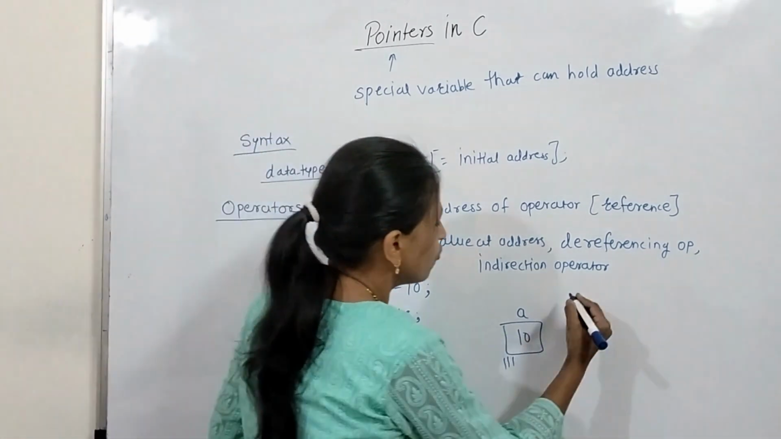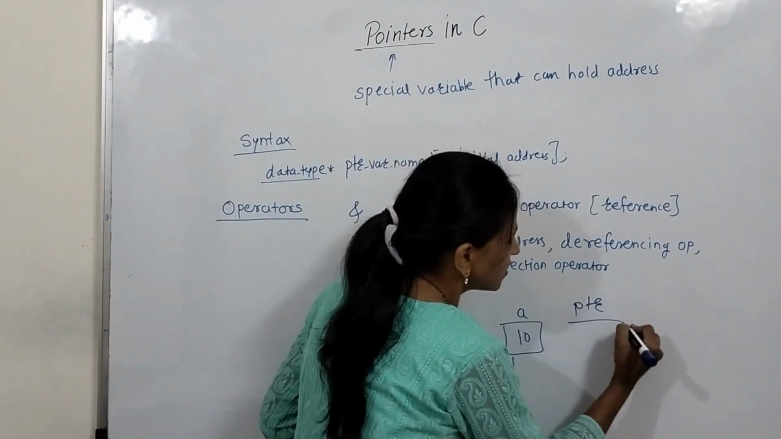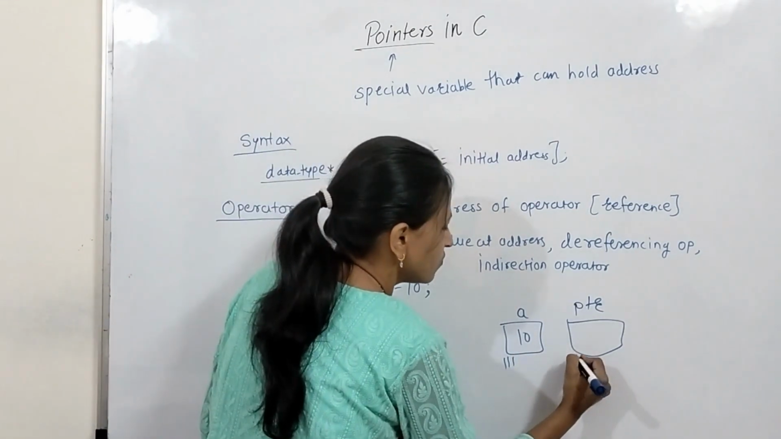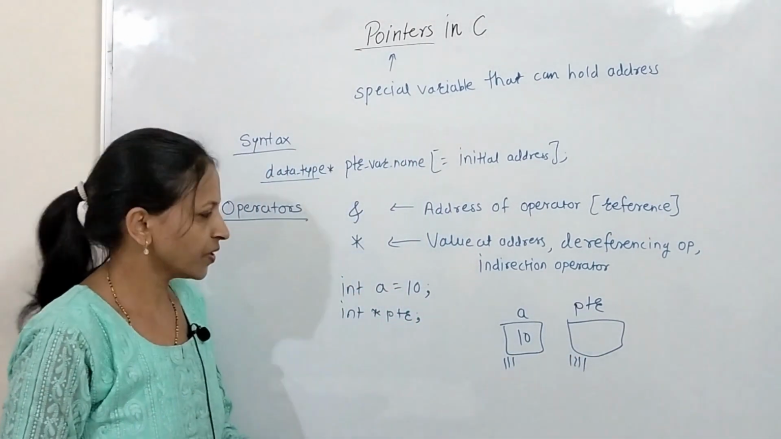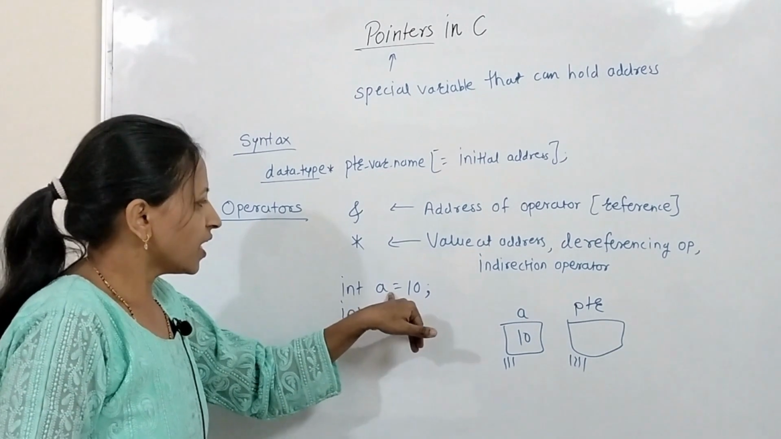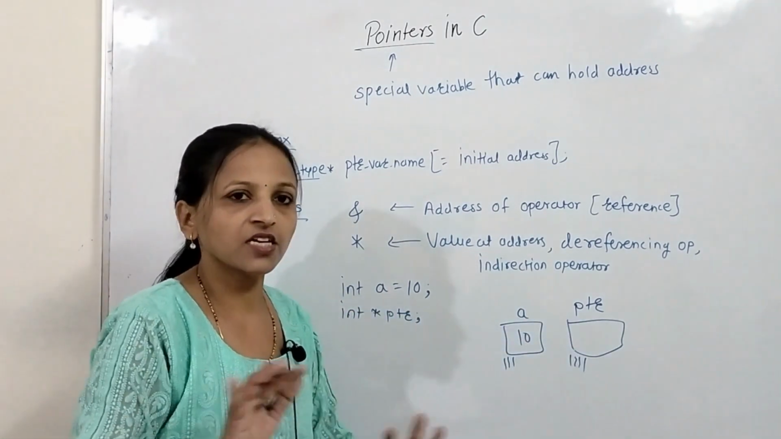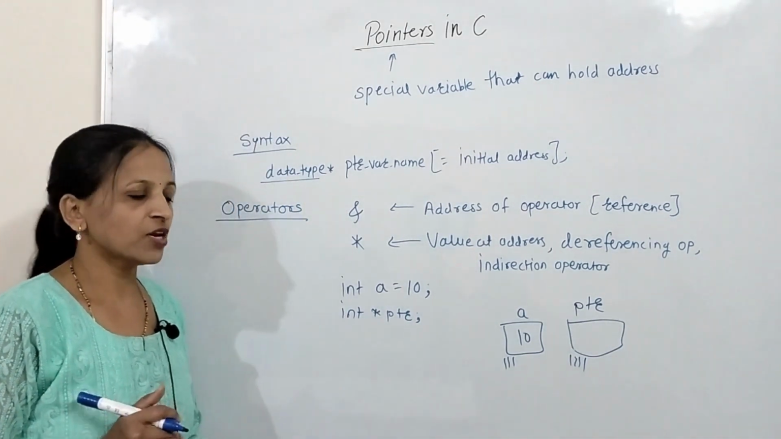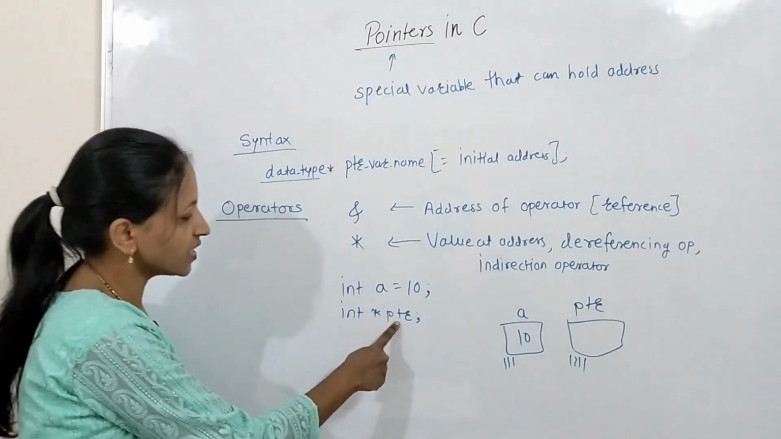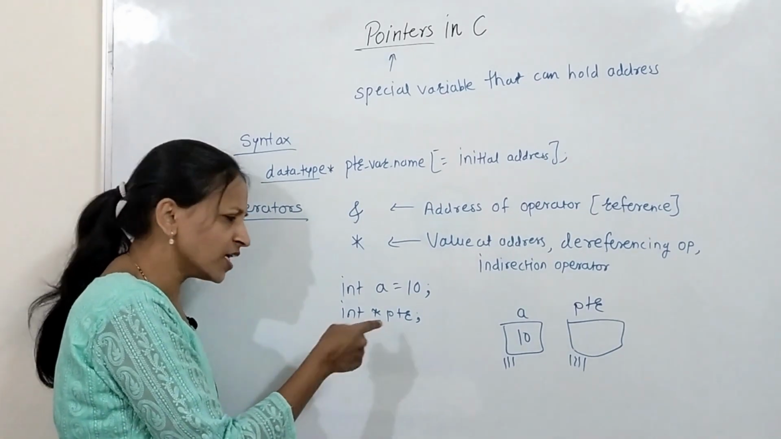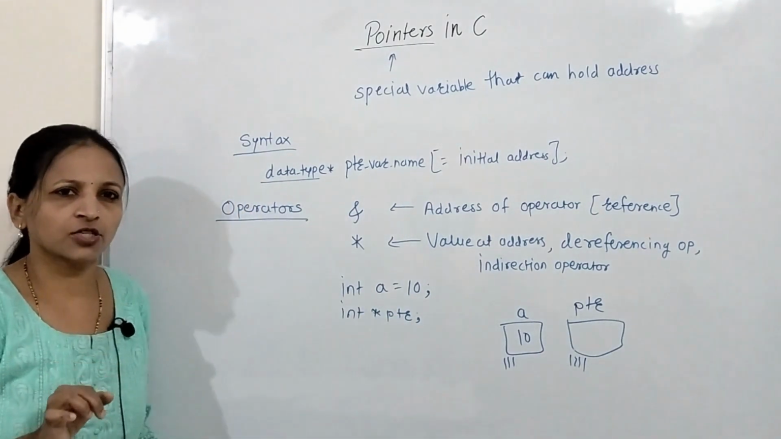Now for ptr again 2 bytes will get reserved inside memory. It has its own address again, let it be 1111, anything. Here a has the initial value 10 and ptr does not have any initial value, it will be a garbage value. Now what is the meaning of this? That ptr is a pointer variable and can hold the address of any other integer. This is the meaning actually.